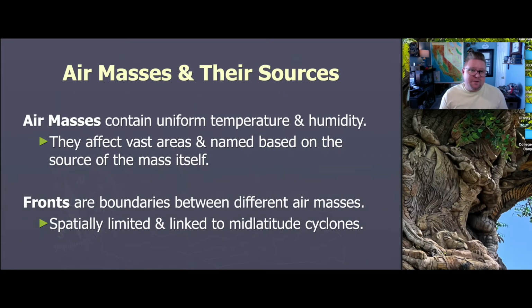So there's no better place to start than the beginning, and in doing so we'll talk about air masses and their sources. To begin, what is an air mass, what is a front, and then we'll talk more about the source of where those originate. Now, air masses contain uniform temperature and humidity. They affect vast areas and are named based on the source of the mass itself. So an air mass is a large area of air that has similar traits and a similar origin or starting point. We'll talk more about that in a moment.